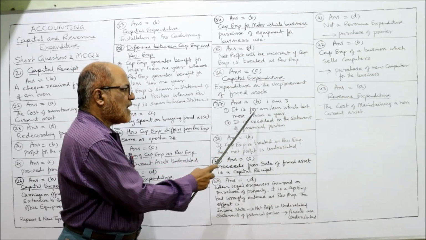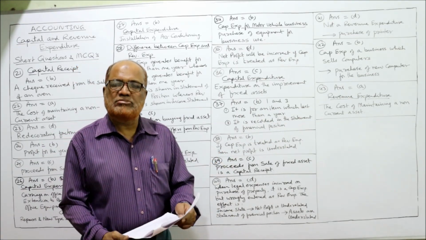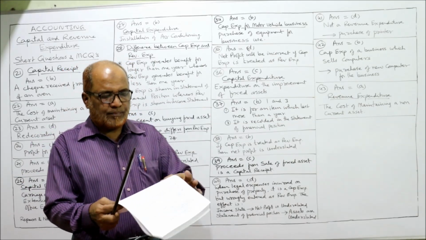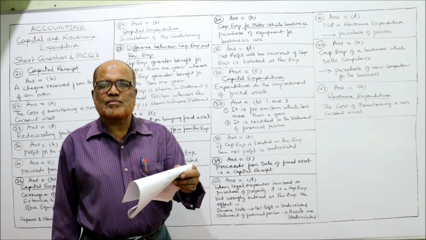It is for an item which lasts for more than a year. It is recorded in the statement of financial position. 37th or 38th. What is the effect of capital expenditure treated as revenue expenditure?